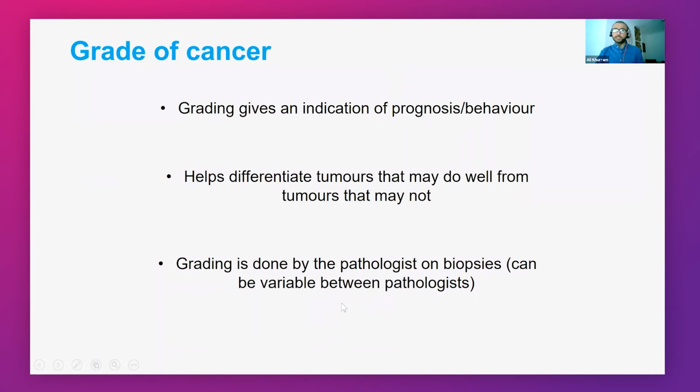We also try to grade the cancer, and grading is like giving a score. So pathologists are giving a score of behavior, basically. And it helps, again, the surgeons and oncologists to differentiate tumors that may do well and compare them to those that may not. The problem with grading is that it's done on biopsies by pathologists, and it depends on your experience, how many of these cancers you see, and it's also quite subjective. So it's not like a mathematical formula. There's a lot of feel involved as well, and experience, and you sort of eyeball something and give an overall idea of what you think the grade is. So there's a lot of variation between pathologists, which can be a problem.